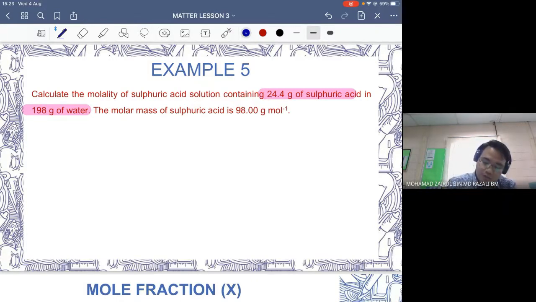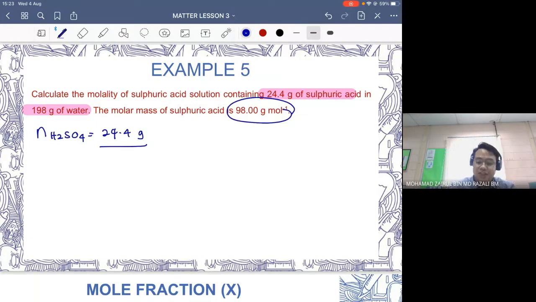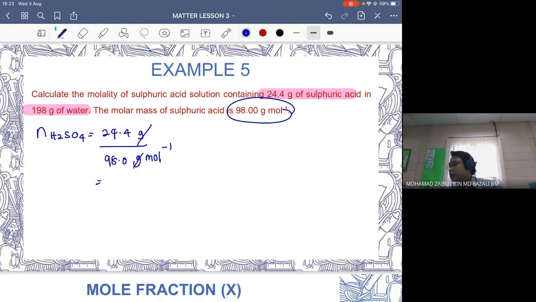Because sulfuric acid is the solute and water is the solvent. So the mole of sulfuric acid is equal to 24.4 gram divided by molar mass. Molar mass is given in the question. So 98.0 gram per mole. So if you calculate, awak akan dapat 0.249 mole. Now we already obtained the mole of the solute and we can find the molality of the acid.